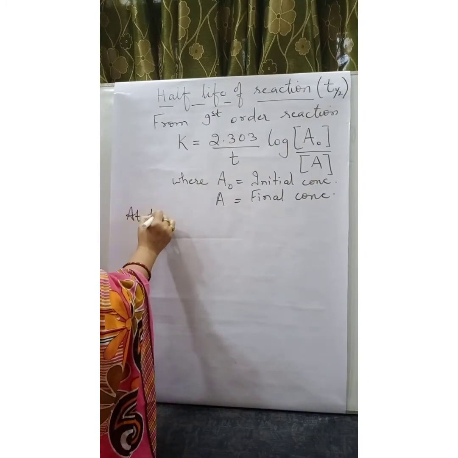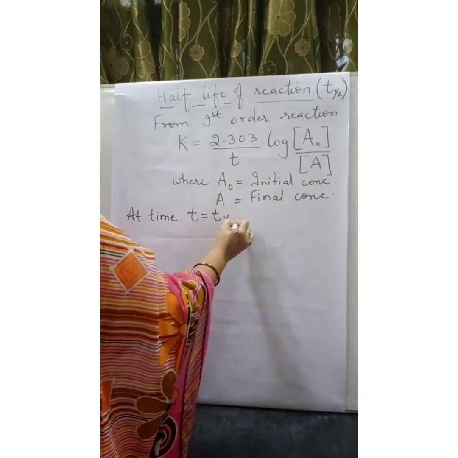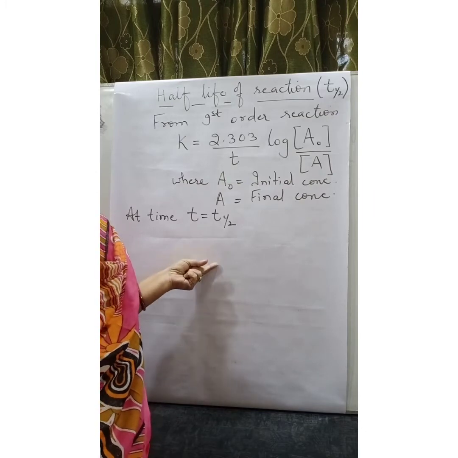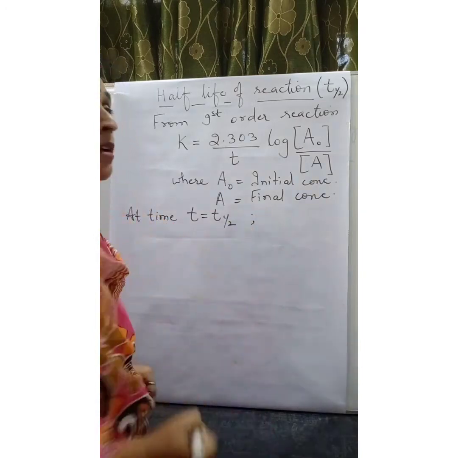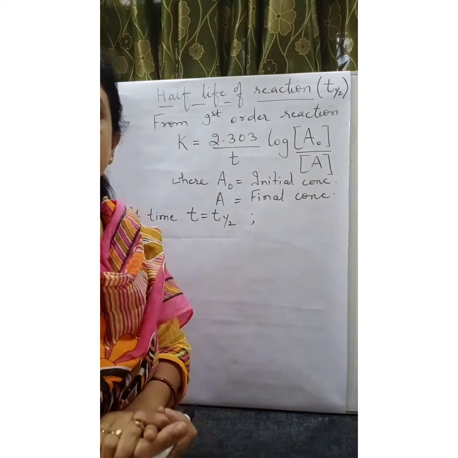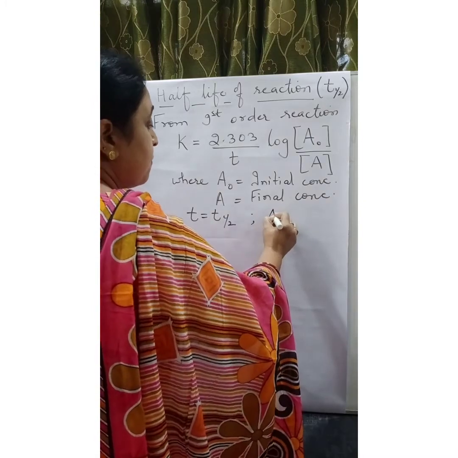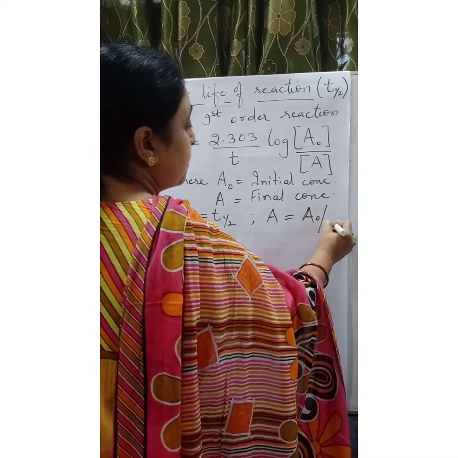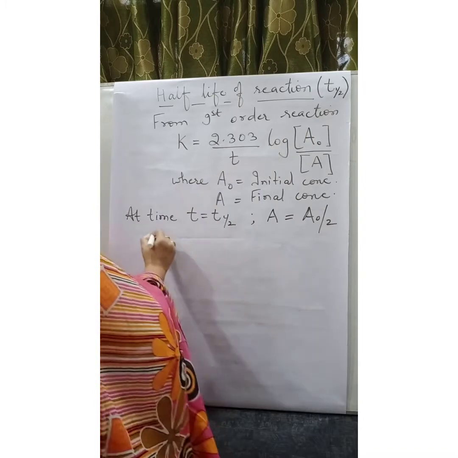At time T is equal to tau half. What does it mean? That means the time required for half of the reaction to be completed. So what happens when half of the reaction is completed? The initial concentration has also reduced to half. So we can write final concentration A is equal to A0 upon 2. Substitute this in the above equation.